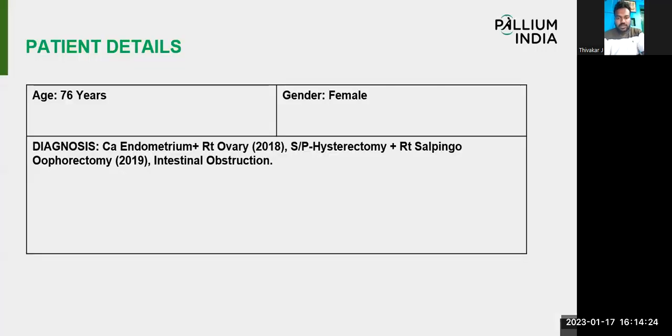Good afternoon to all. Today I am going to present the case regarding intestinal obstruction. I have selected a patient whose age is 76 years, female. She was diagnosed with endometrium cancer with right ovary involvement in 2018, and she underwent surgery for that. Hysterectomy with right salpingo-oophorectomy was done in 2019, and now she was diagnosed with intestinal obstruction and came to our hospital for treatment.